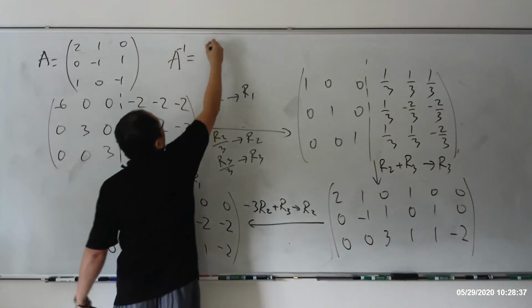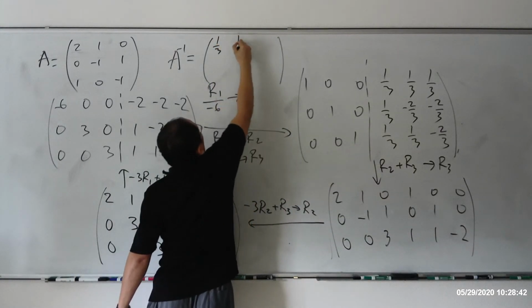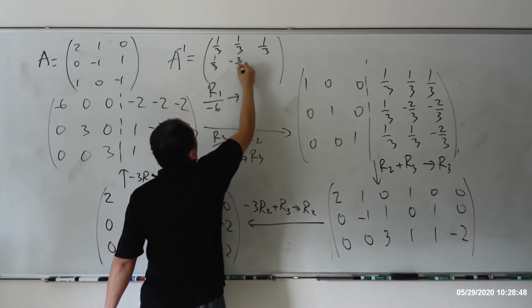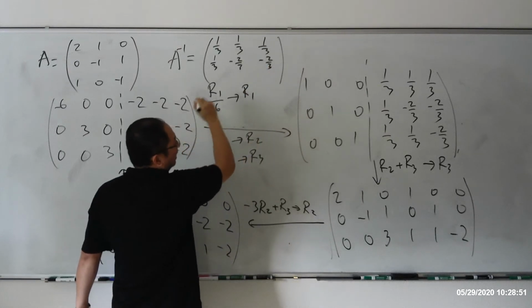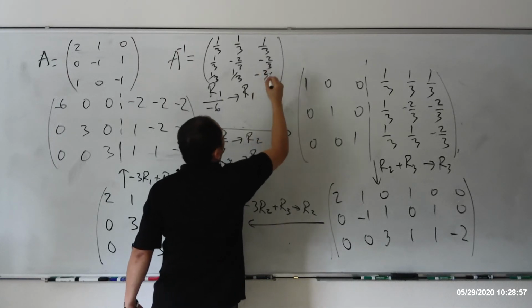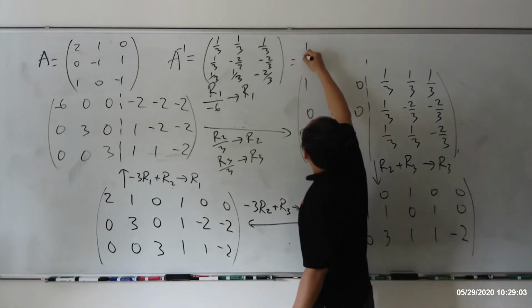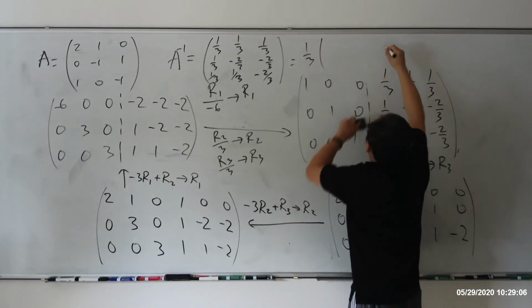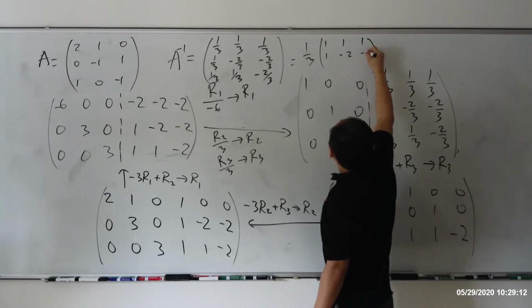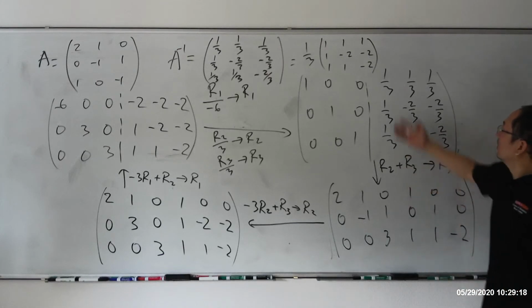So let me write it up here. A inverse is 1/3, 1/3, 1/3, 1/3, negative 2/3, negative 2/3, and 1/3, 1/3, and negative 2/3. Okay, that's going to be the inverse. And by the way, if you don't like fraction, you can write this way: 1/3 outside. Okay, and what you got inside will be nice numbers: 1, 1, 1, 1, negative 2, negative 2, 1, 1, negative 2. See? Looks nicer.